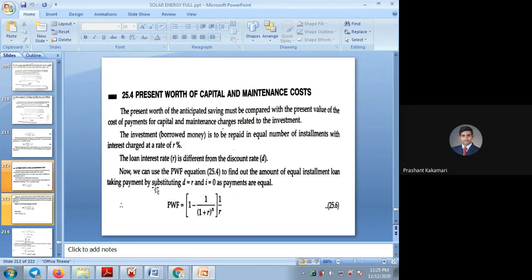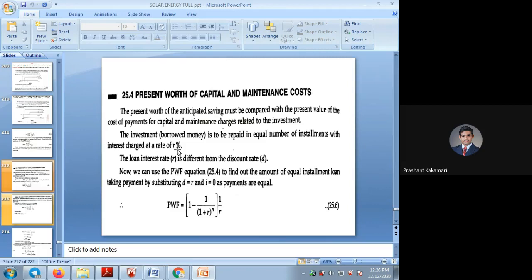Next, we need to discuss the present worth of capital and maintenance costs. The present worth of the anticipated savings must be compared with the present value of the cost of payments for capital and maintenance charges related to the investment. So all these things are to be taken care of in the initial stage itself. In this present worth of capital and maintenance cost, we are going to consider one more factor, that the investment is to be paid in equal installments with interest charged at the rate of R.